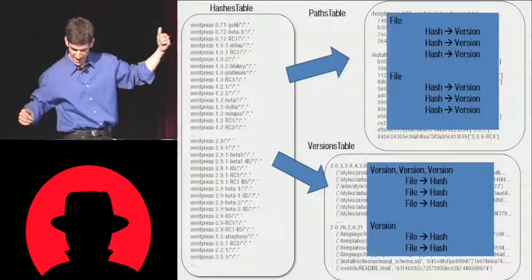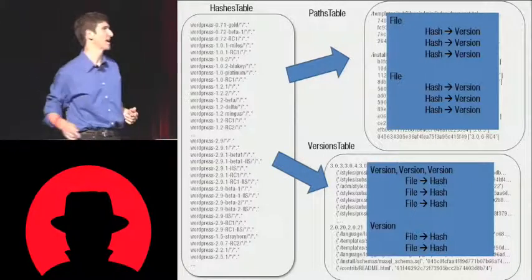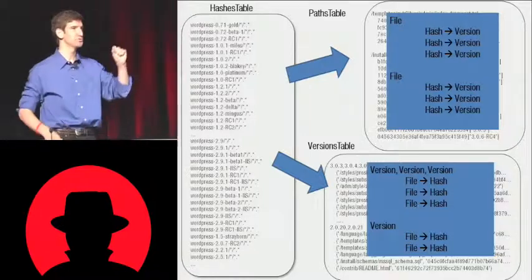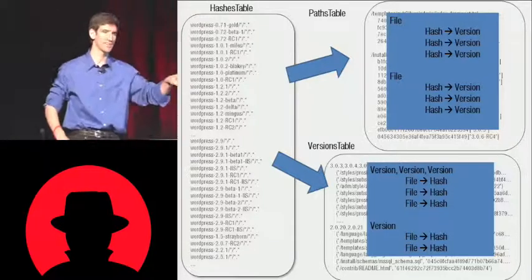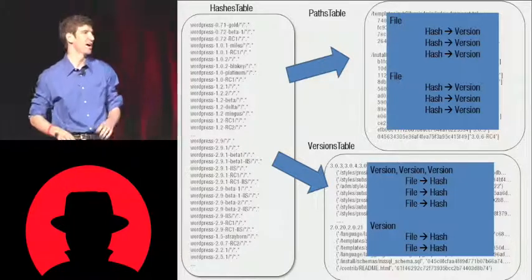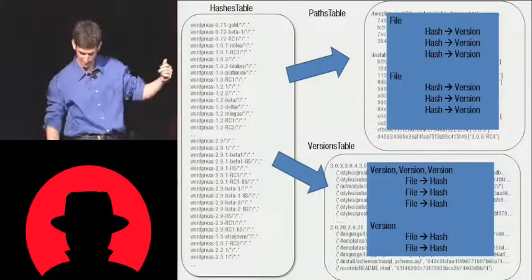Version mappings, and the versions table is versions and their file to hash mappings. Currently, we're doing MD5. We want to do some sort of deeper, cooler stuff with this, but we've gotten good results with straight-up cryptographic hashing so far, so the rest of this stuff is future work. Hopefully, we'll get to that.